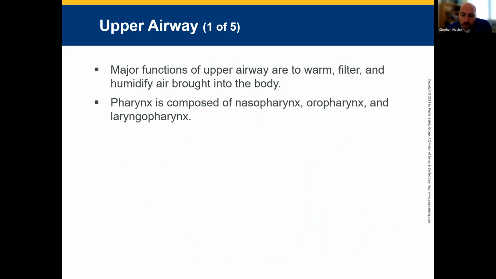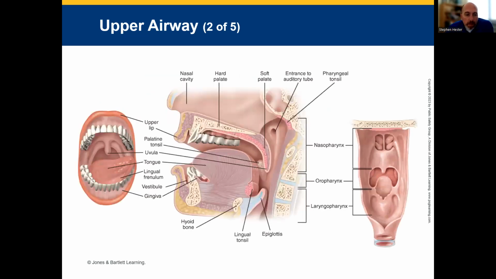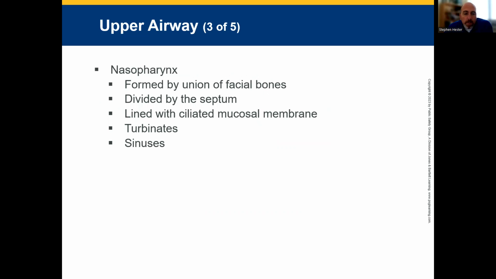Okay, the major function is to warm, filter, and humidify air brought into the body. Okay, so the pharynx is composed of the nasopharynx, the oropharynx, and the laryngopharynx. Okay, and there are the different parts there. And then there's a cross section there, the nasopharynx, oropharynx, and the laryngopharynx on to the right. All right, it's formed by the facial bones divided by the septum. It's lined with ciliated mucosal membrane. And then you've got your sinuses there.